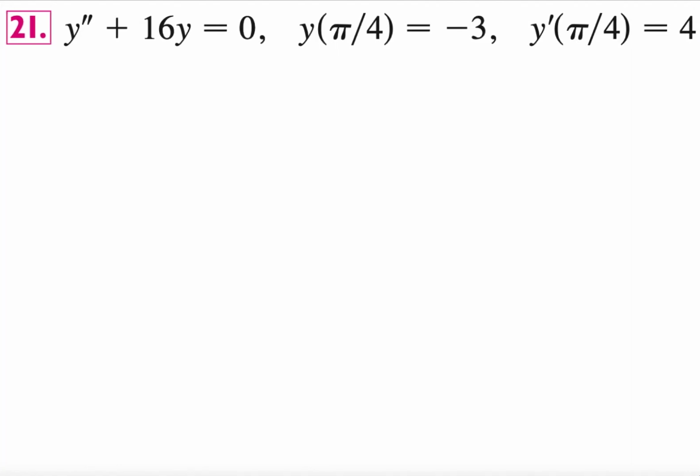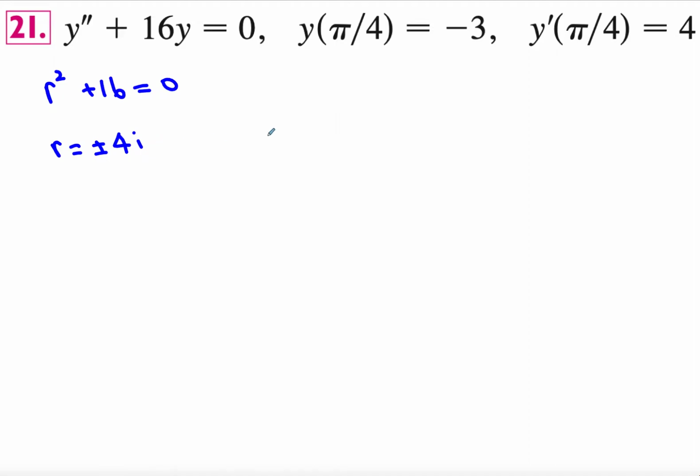Let us look at the second order differential equation with initial conditions. So now, for the first case, what we're going to do is find the characteristic equation, which is r squared plus 16 is equal to 0. Then you can easily see that r should be equal to plus or minus 4i.